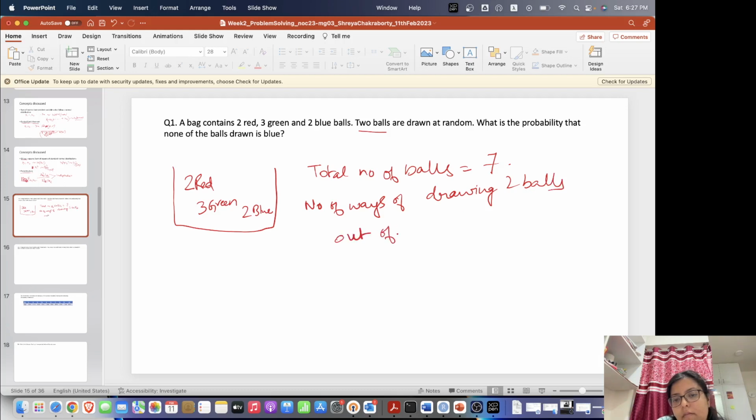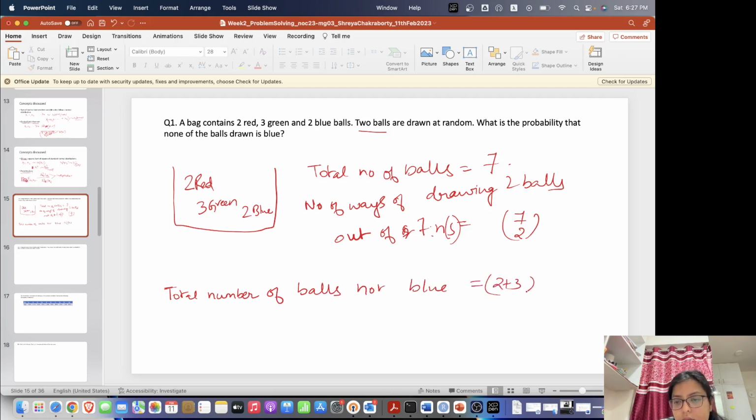For the event of drawing 2 balls such that none of them is blue, it will be denoted as A. So we are having 2 red and 3 green, so we will add them. So we are having 5 balls which are not blue, and then we can have 5C2 as our event of drawing 2 balls none of which is blue, and then we can divide ne by ns, like 5C2 divided by 7C2. Exactly. One more way. Yeah, see?